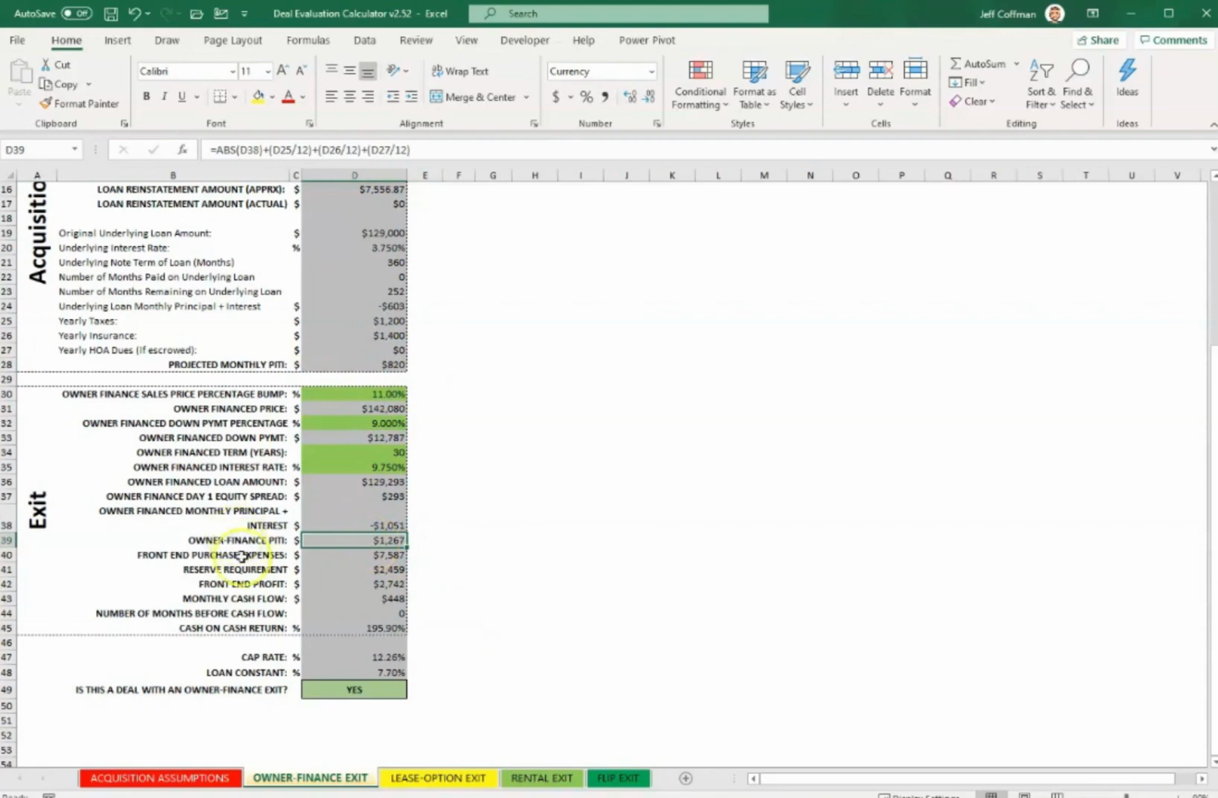So again, my front end purchase expenses are $75.87, my reserve requirement, my front end profit. Now this is just cash in my pocket. This is after the reserve requirement is met and I have been paid back for the arrears. I'm just going to walk away with $3,000. Not a huge amount, but it's better than being in the negative. So I'm going to get paid back everything that I've put in and I'm going to make $3,000.